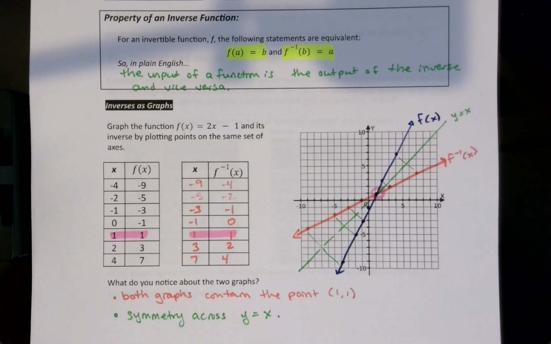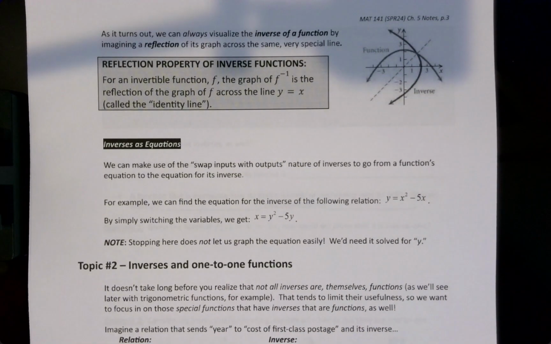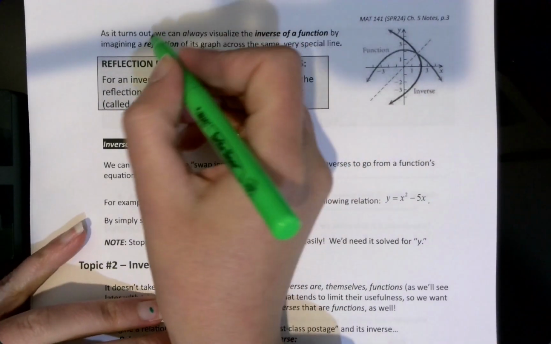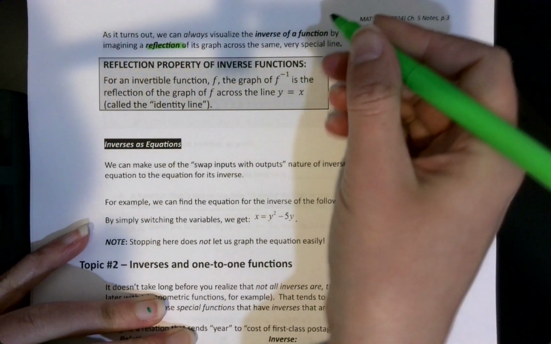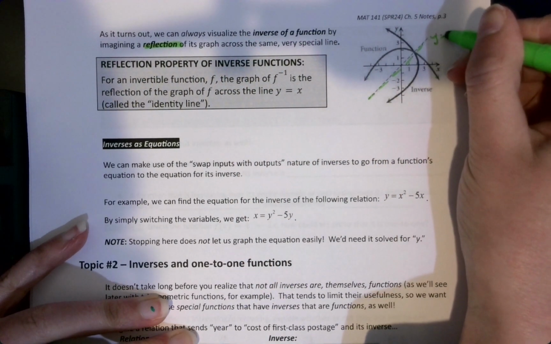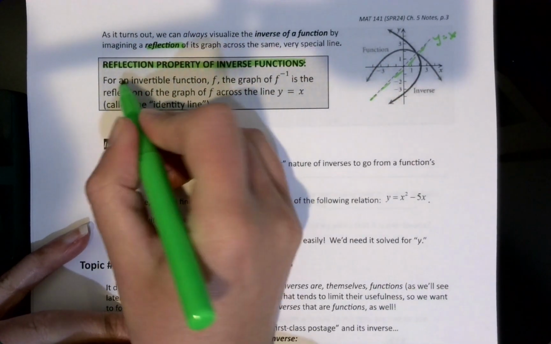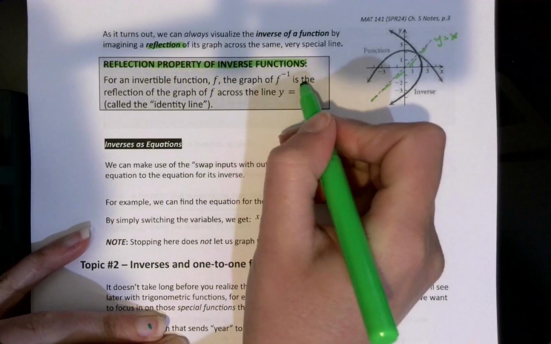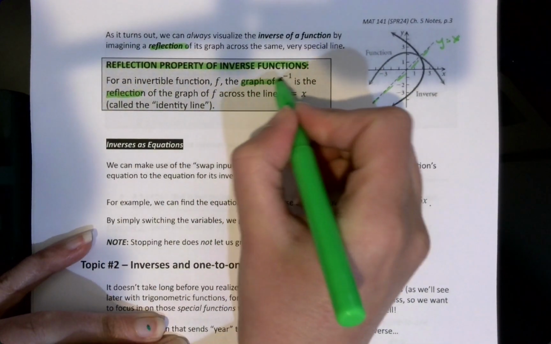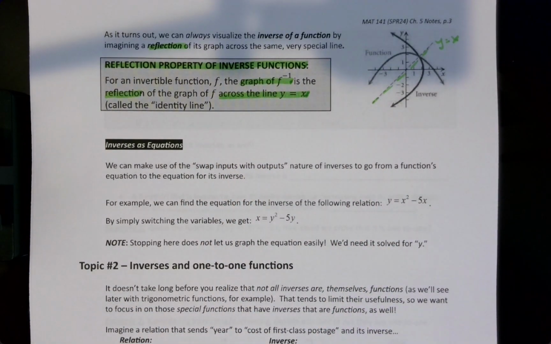All right, next page. As it turns out, we can always visualize the graph of an inverse function by imagining a reflection of its graph across the same very special line, reflecting it across this y equals x line. So the reflection property of inverse functions: for an invertible function f, the graph of f inverse is the reflection across the line y equals x, called the identity line.